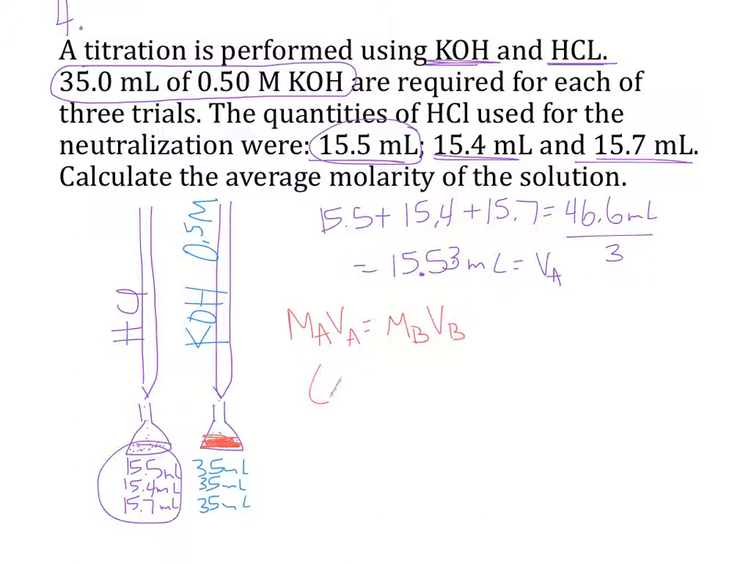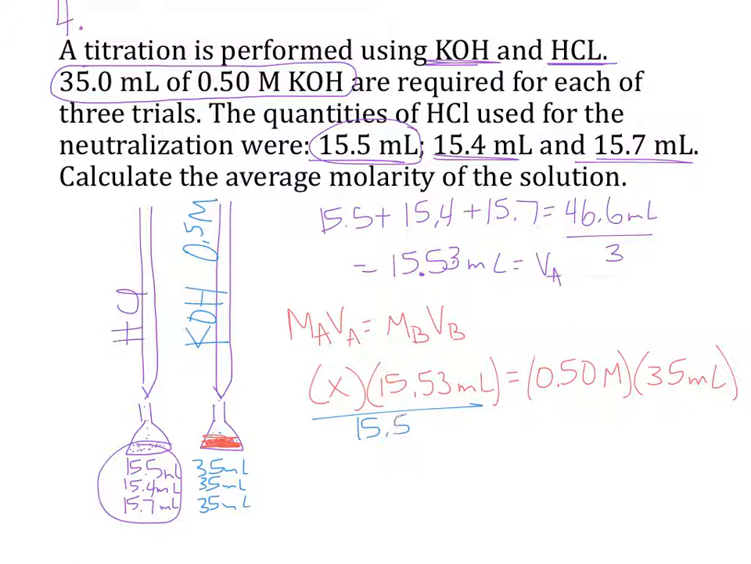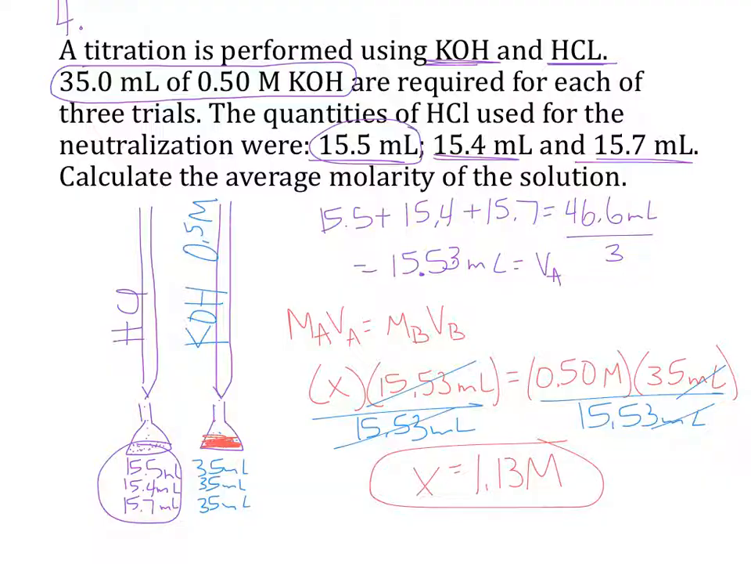So the molarity of my acid is what I'm looking for. The volume of my acid is 15.53 milliliters, the average volume. Molarity of my base is 0.50 M. Volume of my base is 35 milliliters. Divide both sides by 15.53 milliliters, so that my milliliters cancel on one side and everything cancels on the other, and X is equal to 1.13 molar as an average. There you go.